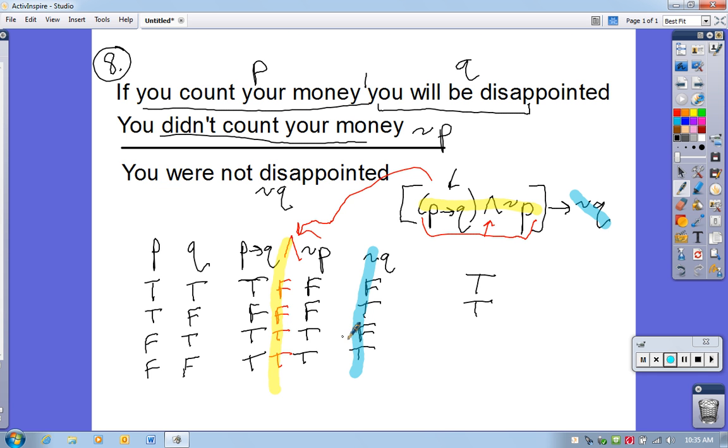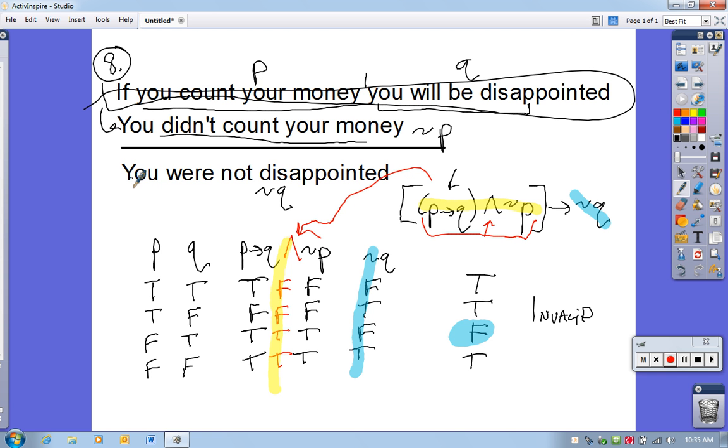But notice right here, true, false. The premise is true, but the conclusion is false. So that means that implication doesn't hold. True, true, it's true here. And when you're proving the validity of an argument, just one case of false makes it invalid. So this is an invalid argument. Wow, look at that. Boom. In other words, it could be possible that you end up not being disappointed even if you don't count your money. So this and this does not cause that to happen.